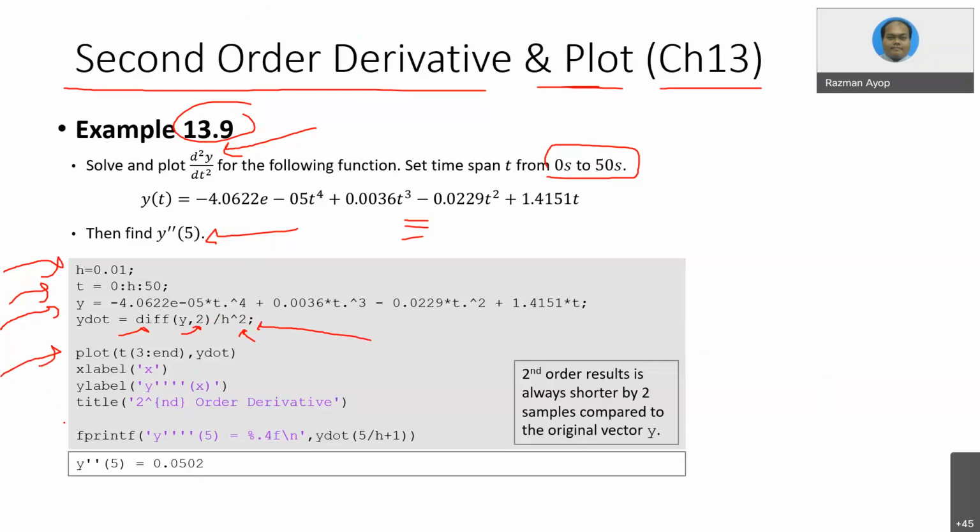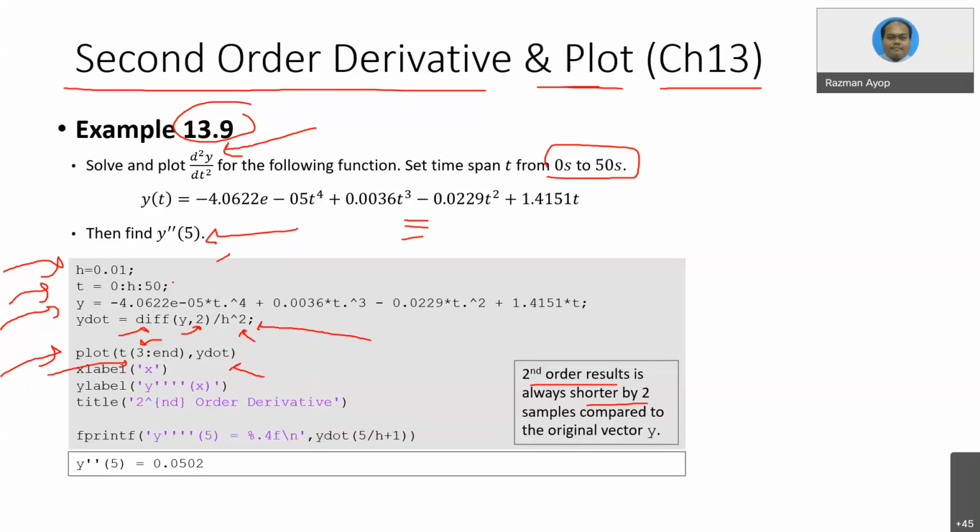When it comes to plotting, you can see you cannot just plot everything. For second order, the result is always shorter by 2. So this is your result, so you have to delete 2 numbers at the beginning. That's why you have to do this. Make sure you know this. When it comes to second order, you have to delete 2 numbers earlier.